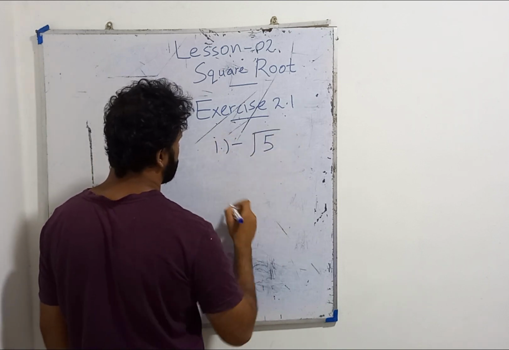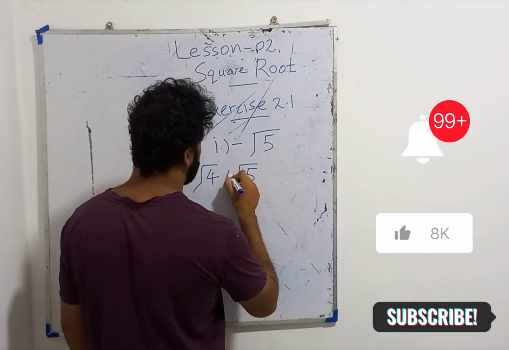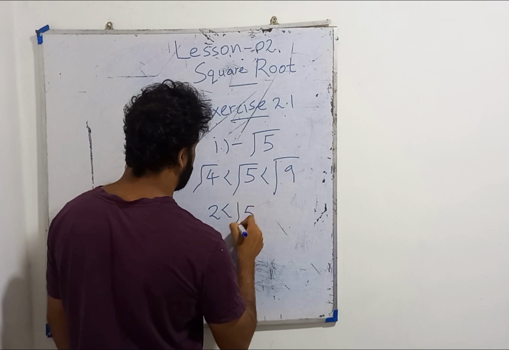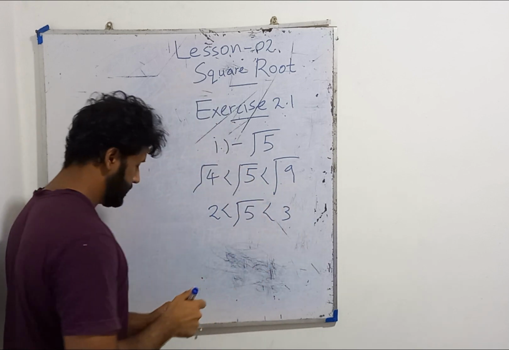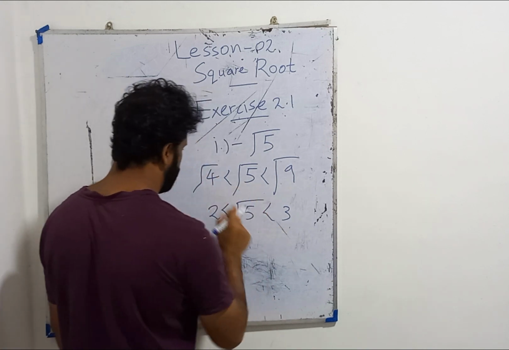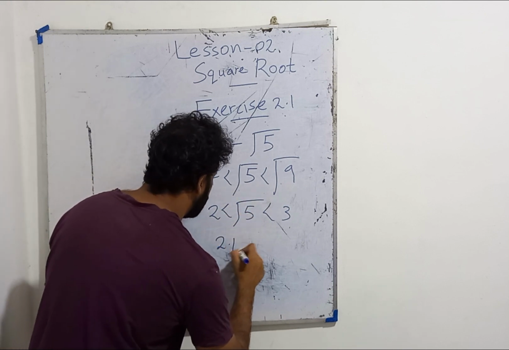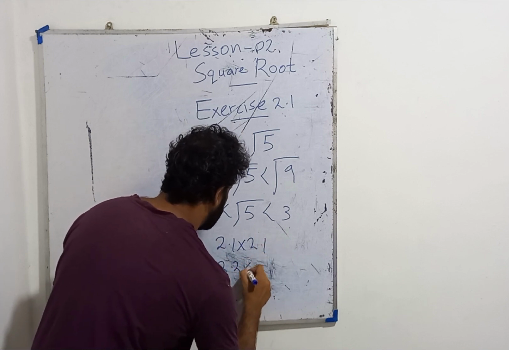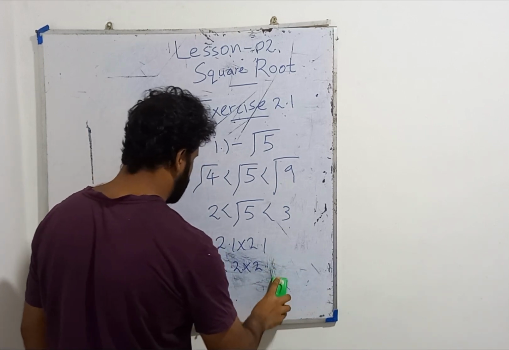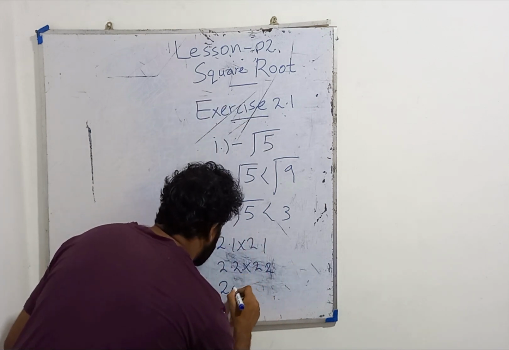For 5, it's actually between 4 and 9, so 2 and 3. Square root of 5 is closer to 4, so closer to 2. So 2.1 into 2.1, 2.2 into 2.2, right? Then 2.3 into 2.3.